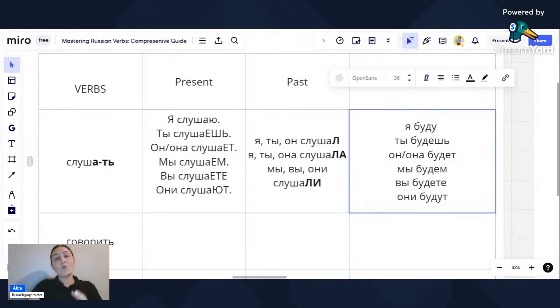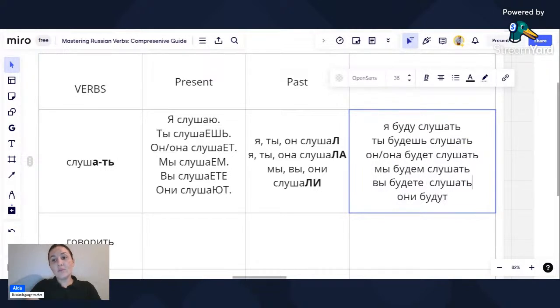Быть in this case means will. I will, you will, she will. And then after this, we have to use the infinitive form of the verb. Слушать. So we just put слушать. Я буду слушать. I will listen. Ты будешь слушать. Он или она будет слушать. Мы будем слушать, вы будете слушать, они будут слушать. I will listen, you will listen, she will listen, we will listen, you will listen, they will listen. It's the future tense, okay? So now you can change verbs of the first group in the present, in the past, and in the future tense.